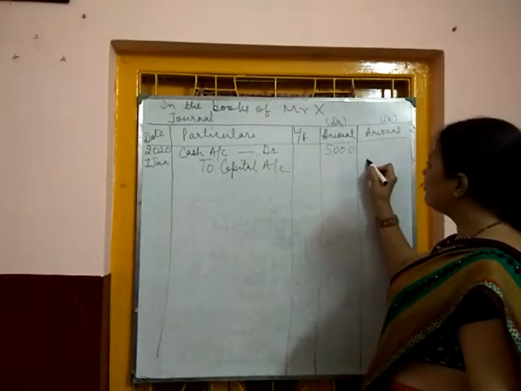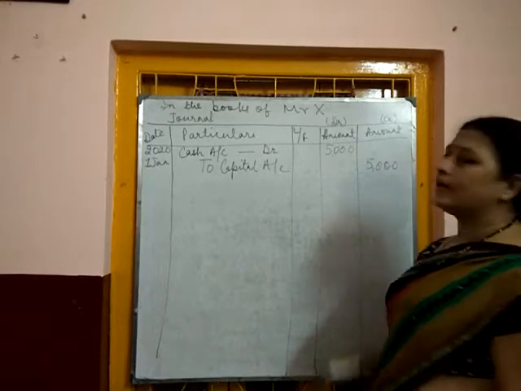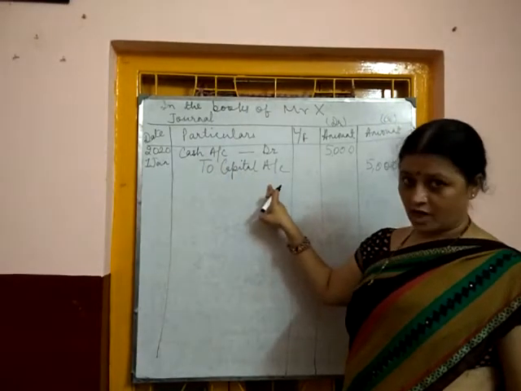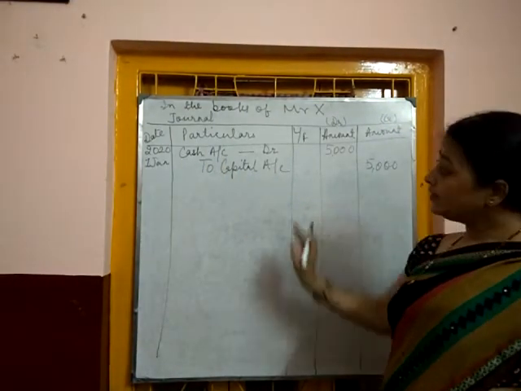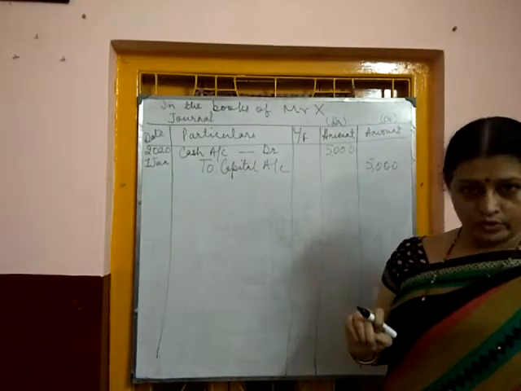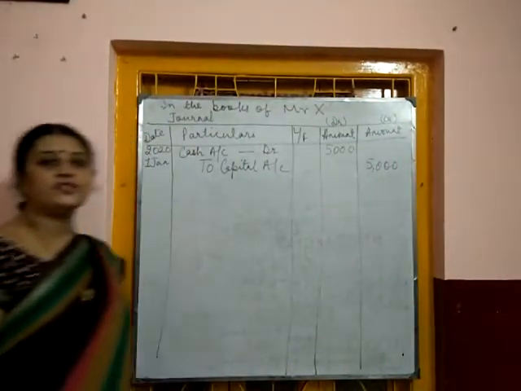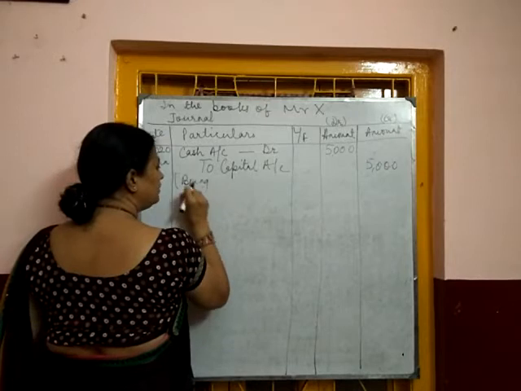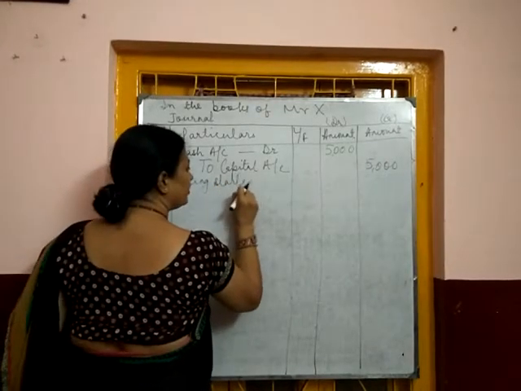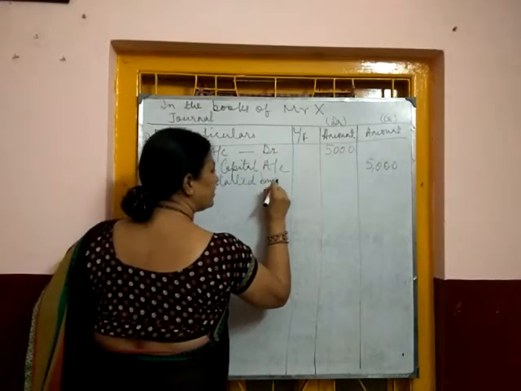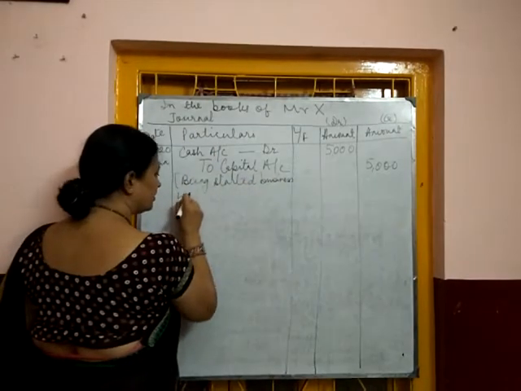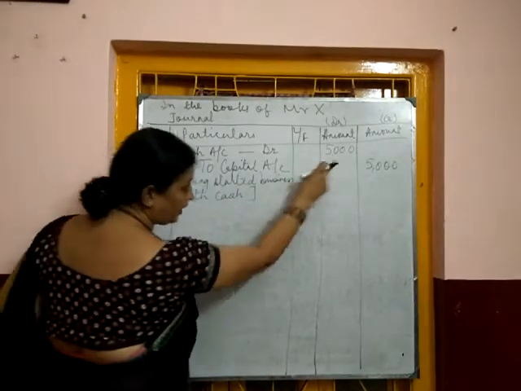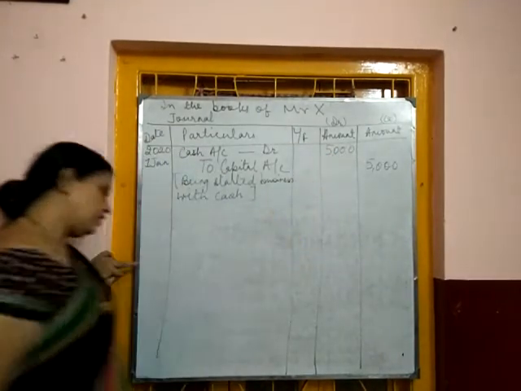Here we will write 5,000 as credit. After this transaction, we have to give a brief description of what this transaction is about. So, what will be our brief description? Our brief description will be: being started business with cash, and what is rupees? That is 5,000 here.